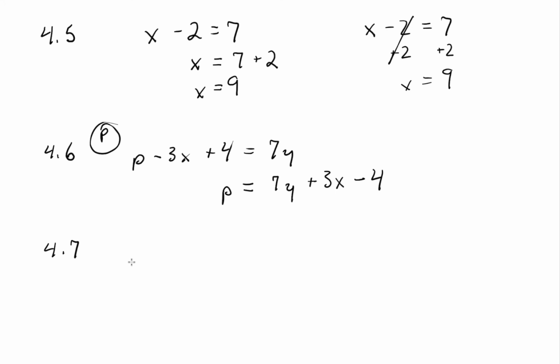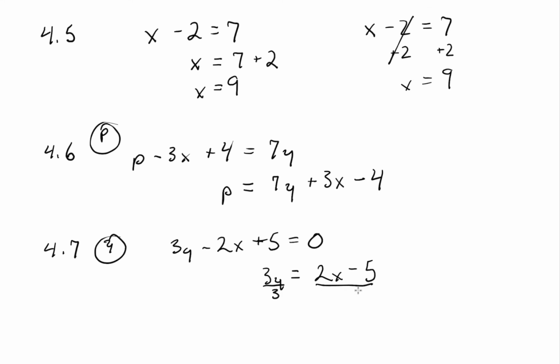4.7. We're going to solve for y. Okay. And we have 3y minus 2x plus 5 equals 0. We're solving for y. So the first thing we're going to do is move all this over. So we have 3y equals 2x minus 5. Remember, we have to change the signs. Now we divide everything by 3. y equals 2/3 x minus 5/3. Easy peasy. And that's all we got.